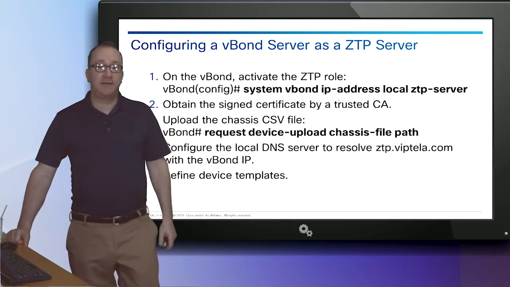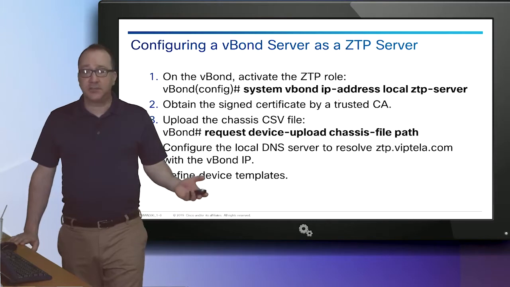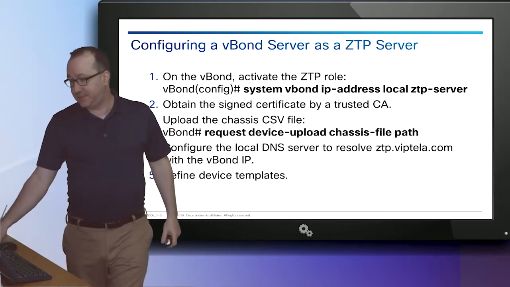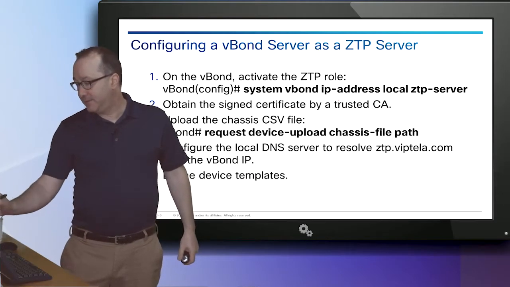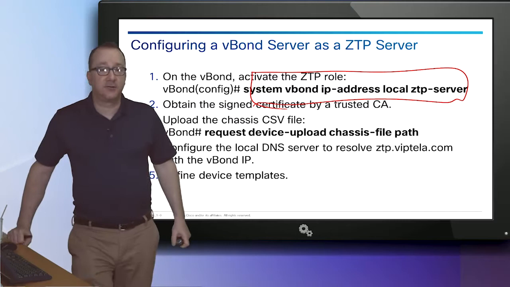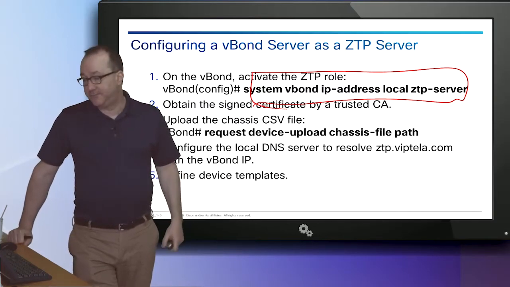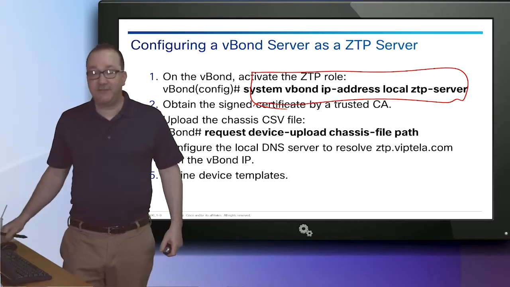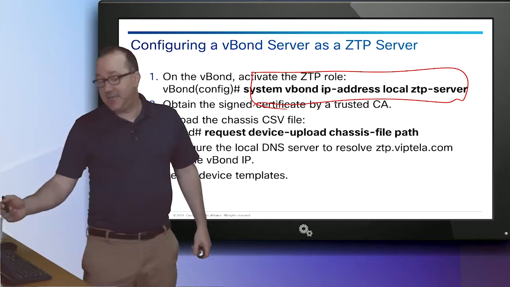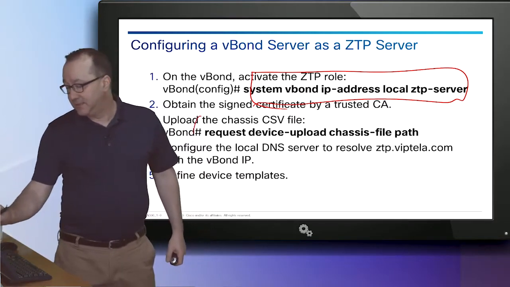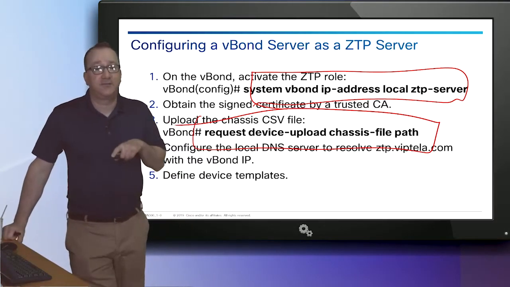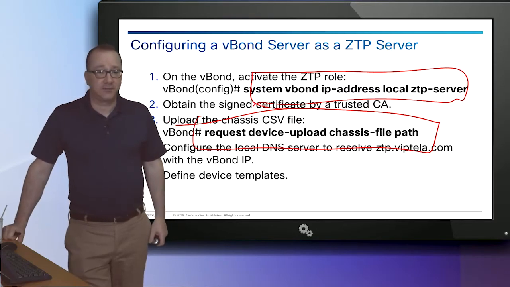So basically, you do the same thing. You install a vBond server just like we did before, except you're going to add this one command, the system vbond IP address command, to tell it that this device is going to be working as a zero-touch provisioning server. We still have to get the certificate just like normal. And then we upload the CSV file of all of our devices, that .viptela file that has all of our serial numbers and everything else, into this vBond server so that it can act as a ZTP server.